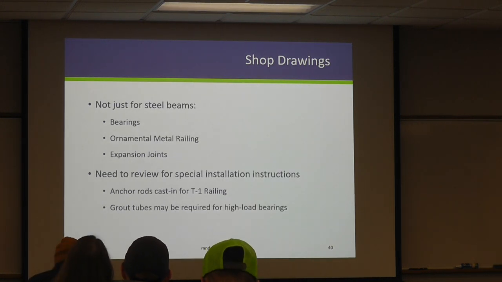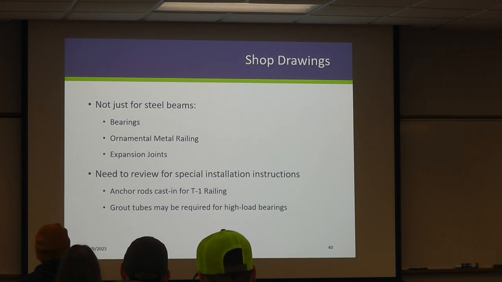We don't just use these for steel beams. You're going to have shop drawings produced for bearings, ornamental metal railing, expansion joints, T1 railing, a lot of different steel elements, right? Oftentimes it's going to be important for you as an inspector to go in and at a bare minimum look at the general notes for any one of these shop drawings, because they may have special instructions that relate to field installation.